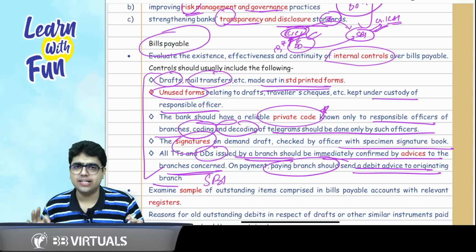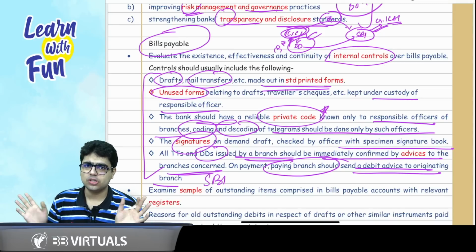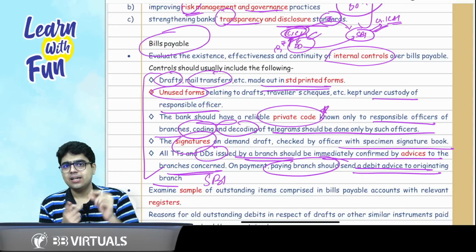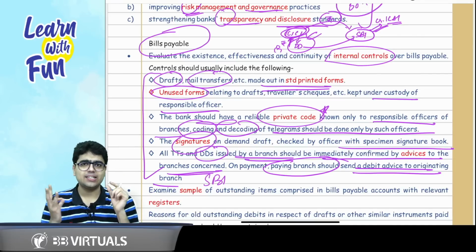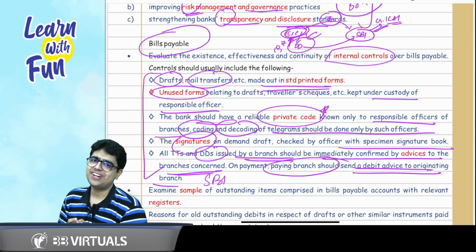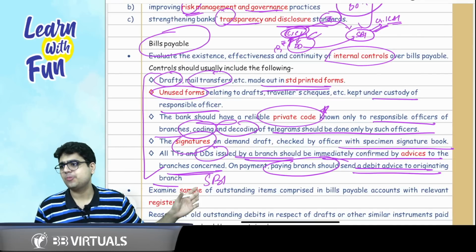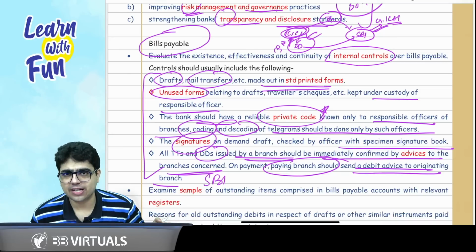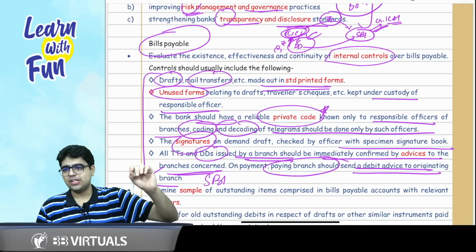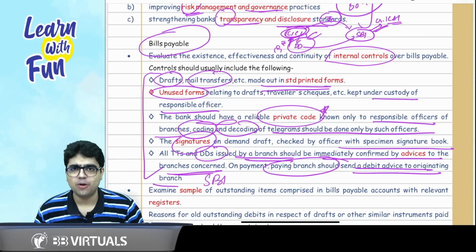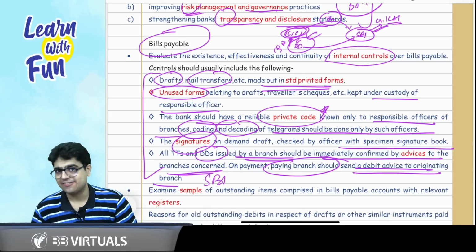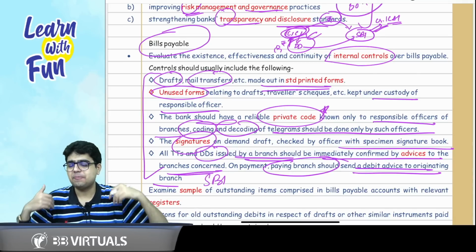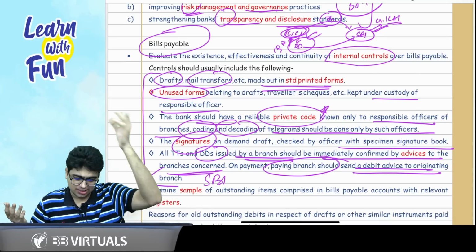Again, we need to check the internal controls. Sir, internal controls is all about the forms. The form should be standard. They should be under the custody of responsible officers. Two ways of verification, signature and your private code. And the last point is whatever telegraphic transfers and demand drafts are issued, they should be confirmed by advice to the paying branch. And the paying branch should check whether they have received the advice. If the paying branch has paid, they will debit the other branch.